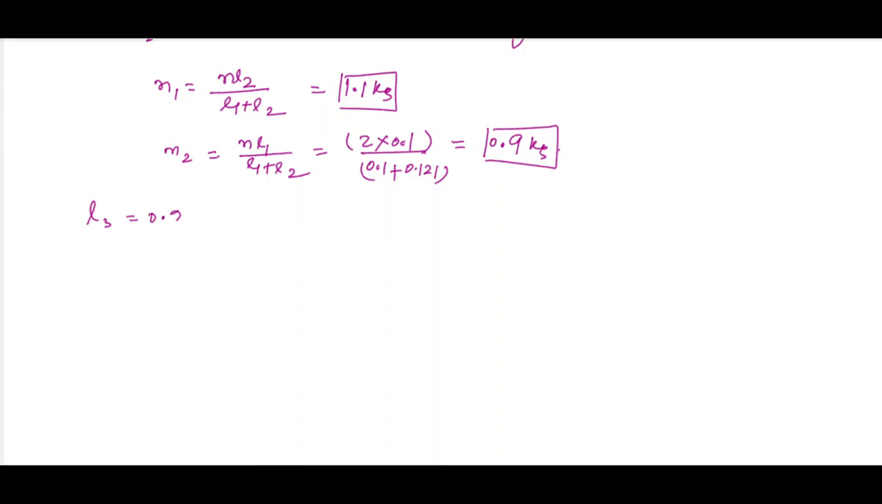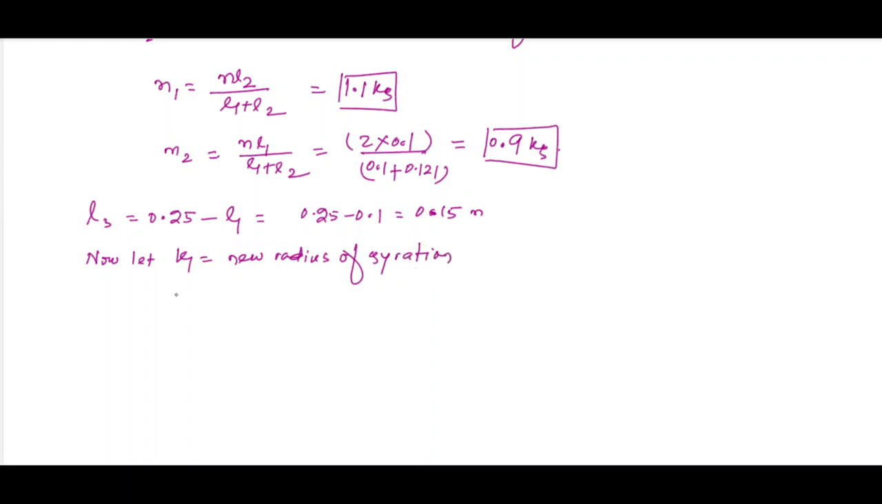Okay. So now L3 will be 0.25 minus the L1. Okay, from the geometry you can see, so it is 0.25 minus 0.1, so it is 0.15 meter. Okay, now let K1 is the new radius of gyration. So K1 square is equal to L1 L3. Okay, so it will be 0.1 into 0.15. So 0.015 meter square, remember. Okay, everything is meter, so it will be in meter square.